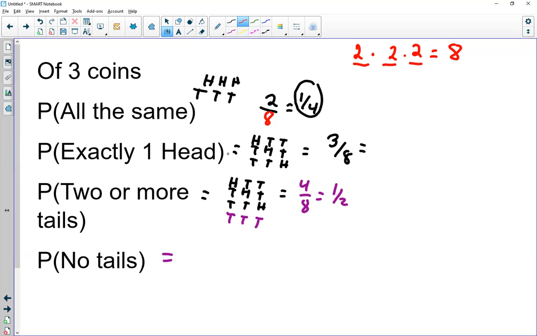What does that mean your coins have to be? Or no tails, I'm sorry. It has to be all heads. So it's 1/8.